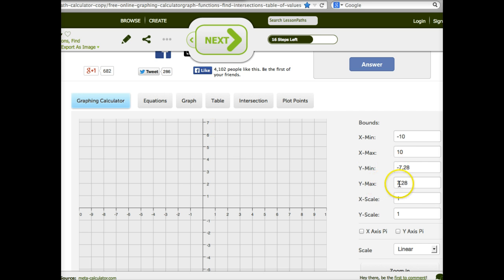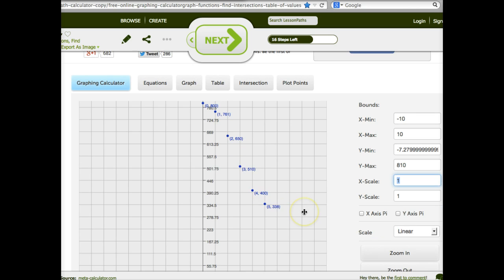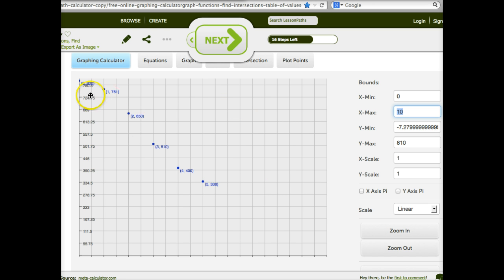So I would need to change my y-axis, my y-max here, to say maybe 810, so that I could see a little bit above the initial start. So now that I've done that, you can see all my points. Now I may want to adjust this a little bit more because I don't need to see negative years here. So for my x min, I could change the -10 to 0. Once I do that, you can see that I get a clearer picture of just what I need to focus on.